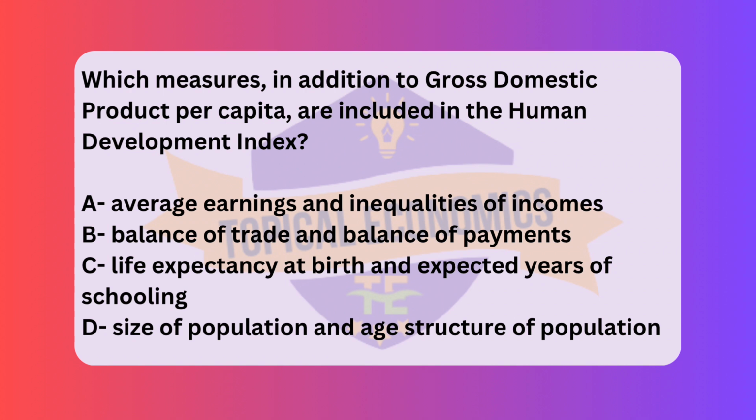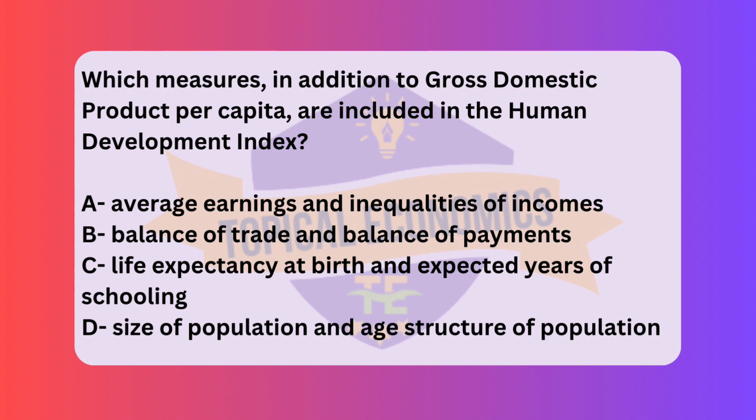Analyzing the other options. Option A. Average earnings and inequalities of incomes, is incorrect. While income inequality can be an important measure of development, and is specifically captured in the Inequality-Adjusted HDI, IHDI, the standard HDI does not directly include information on income inequality or average earnings. It uses gross national income, GNI, per capita to measure income, but it does not factor in income distribution or inequality.